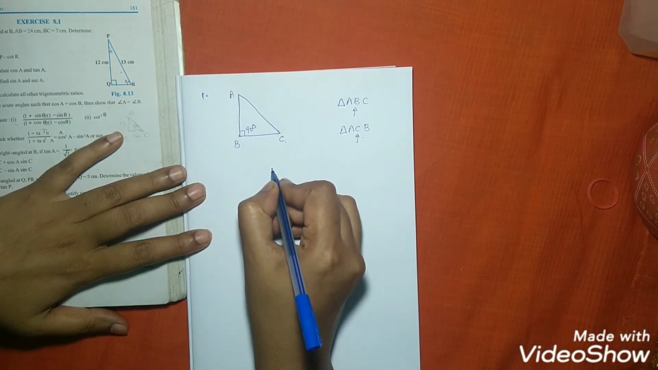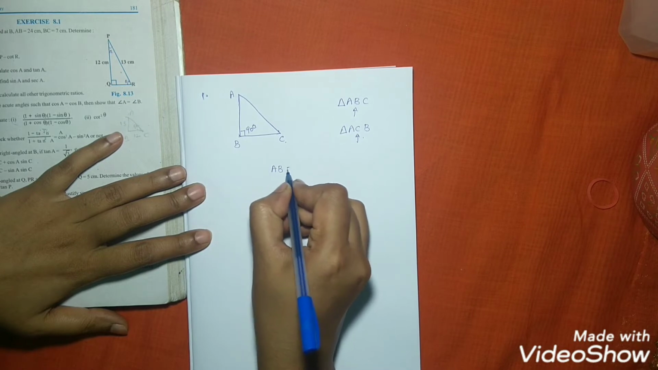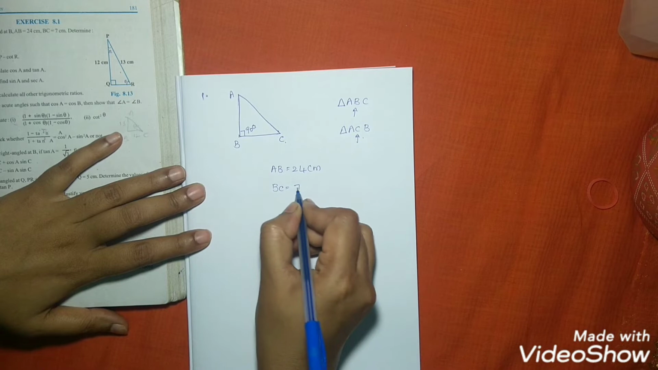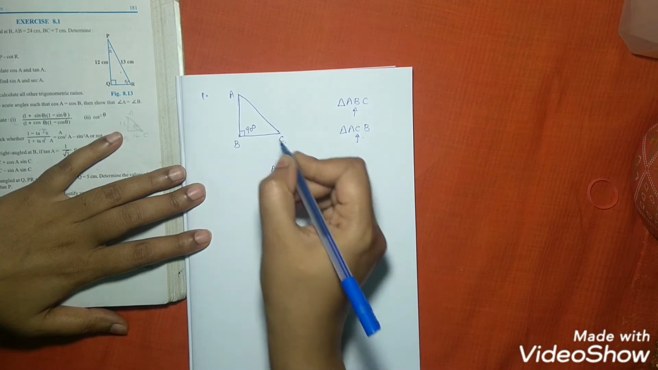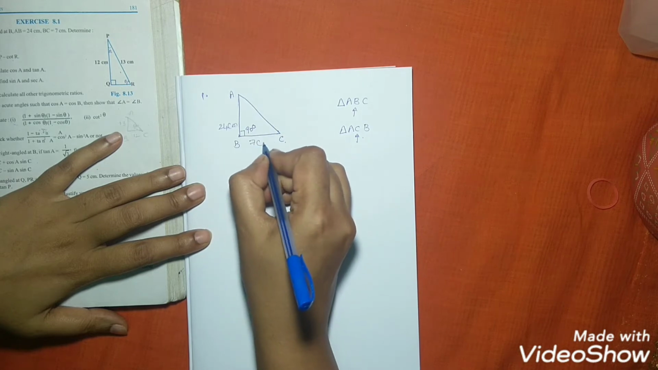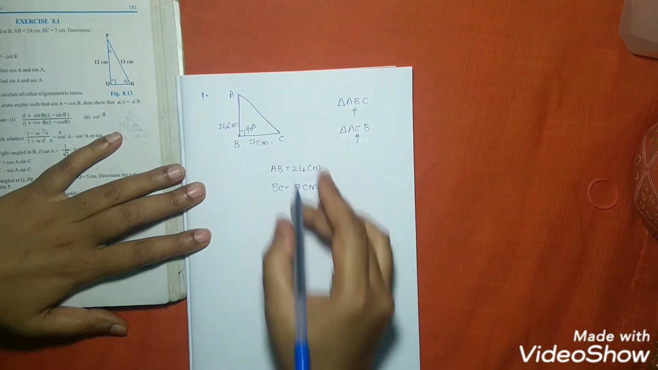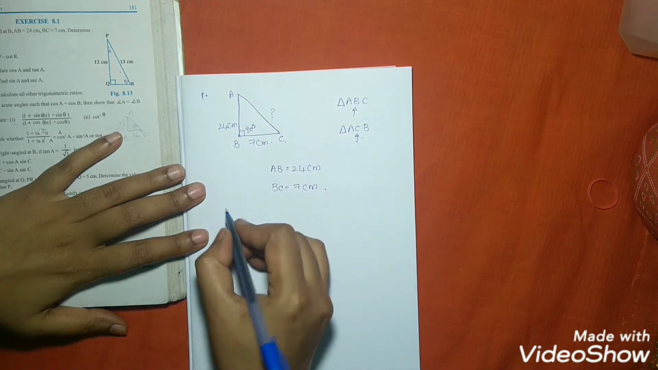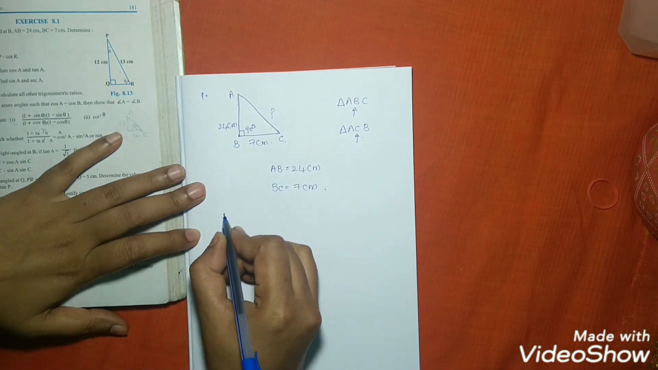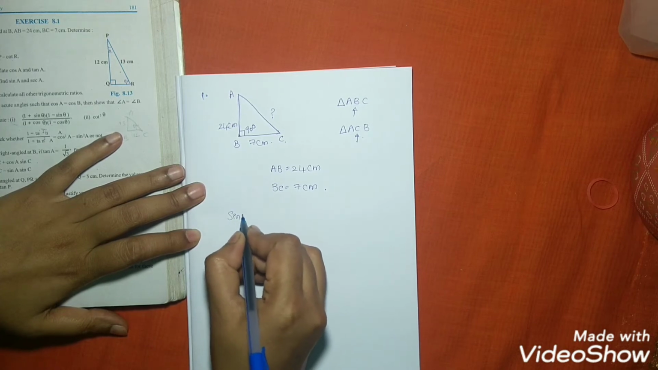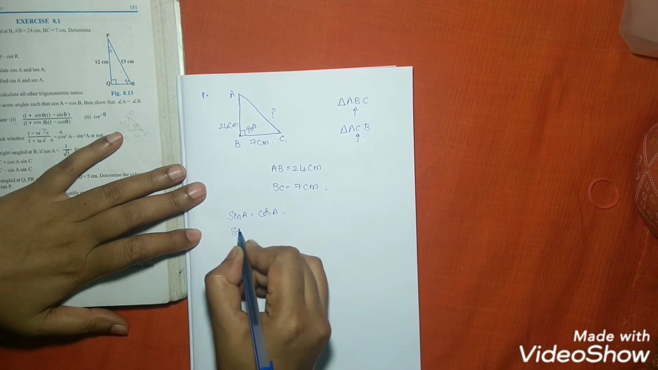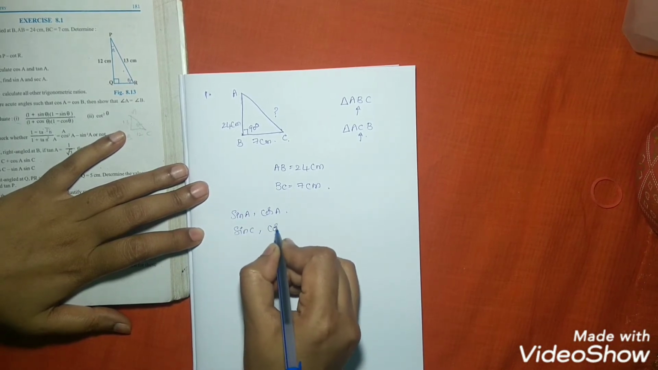Given data I am writing first. AB is equal to 24 centimeter. BC is equal to 7 centimeter. Mark it on the picture, 24 centimeter, 7 centimeter here, and we don't know what is AC. Then next step, you have to write what you need to find out. They have asked for sin A, cos A, sin C, cos C.